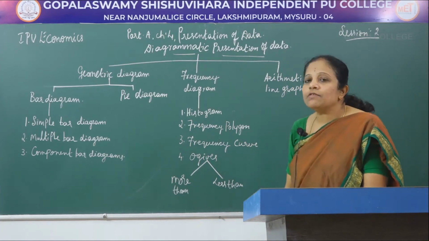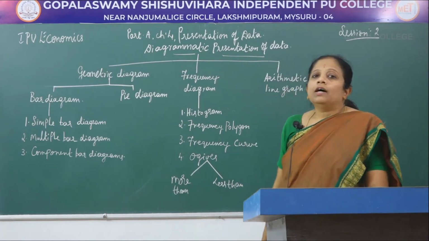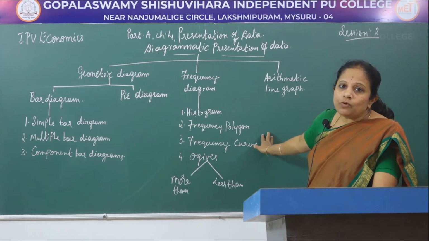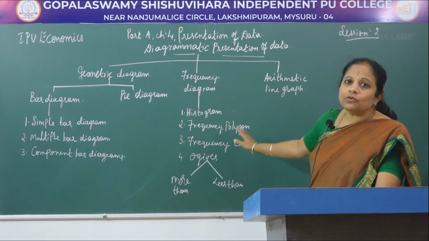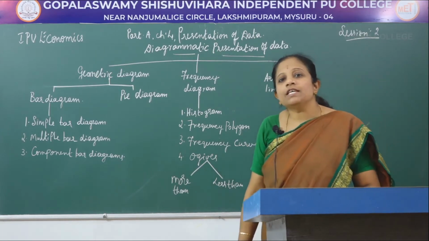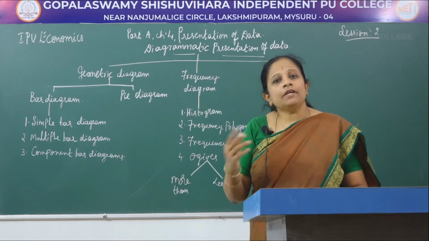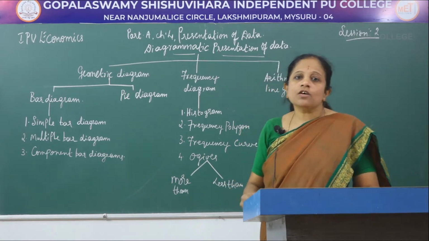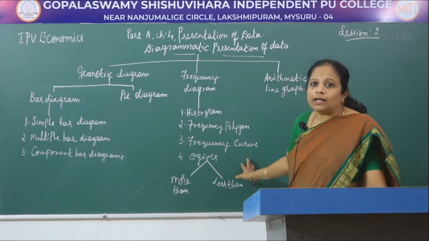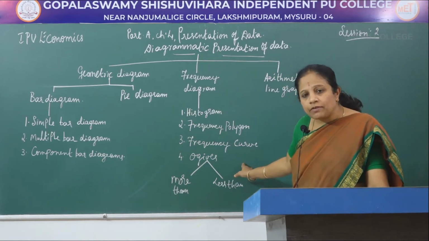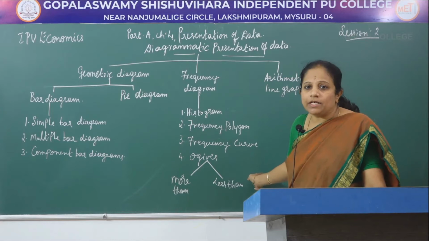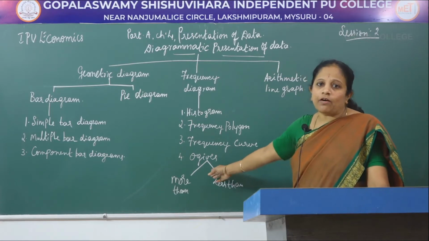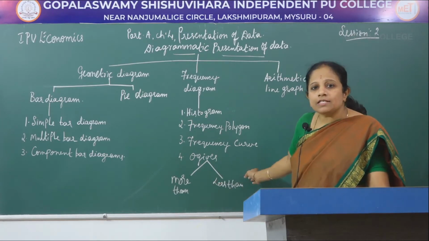The next one is frequency curve. Frequency curve is a smooth freehand curve passing through the points of the frequency polygon. So, it is a freehand curve. The next one is ogive. Ogives are the curves drawn for the class frequencies as against the class limits. These ogives may be more than ogive or less than ogive.